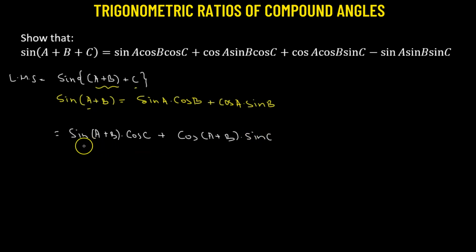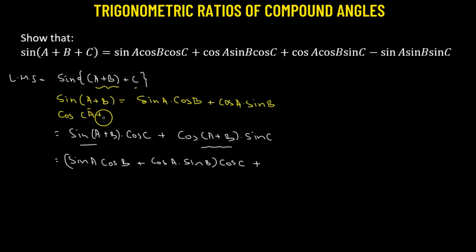Right. Now what we can do, furthermore, is expand sine of a plus b. This will become sine of a times cosine of b plus cosine of a times sine of b, whole multiplied to cosine of c. Plus, now we have cosine of a plus b. This can also be expanded by using the formula. So cosine of a plus b will be equal to cosine of a times cosine of b minus sine of a times sine of b.